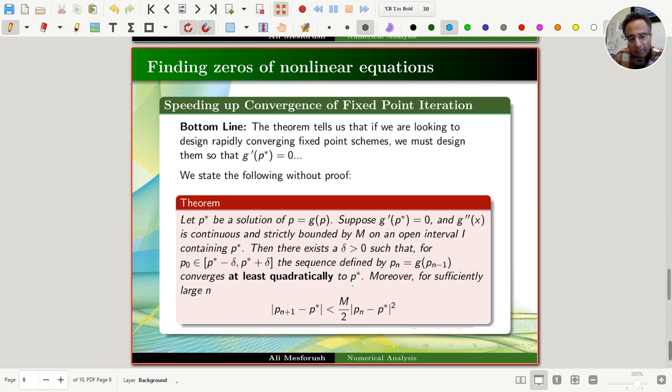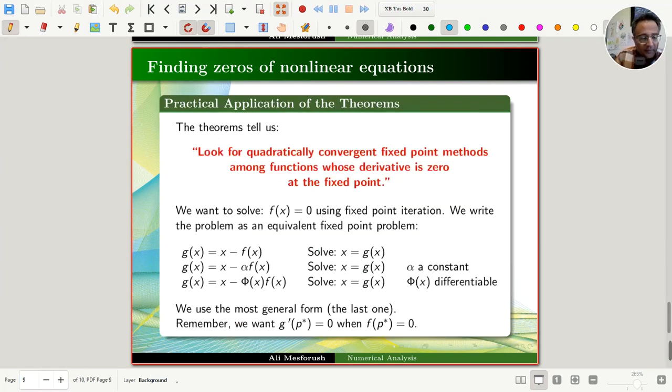Okay, this is a very important theorem, but we want to use this theorem in fact to find the Newton method again, but in a new way. In the previous lectures we determined the Newton method by Taylor formula. But here we want to use this theorem and we want to construct the Newton method again.